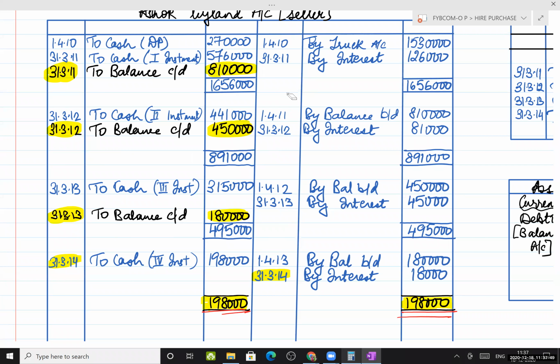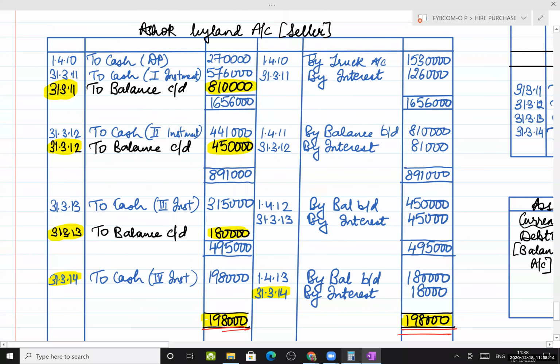Okay, see, posting the first year would be a little bit of a task, but from next year you just have to copy paste the same thing. The journal entries will remain the same, but your amount and your date will keep changing. So I hope I'm clear till here. Truck account is clear, the asset account and the seller's account is clear to everyone. You are just posting them into their respective ledgers. That's it.